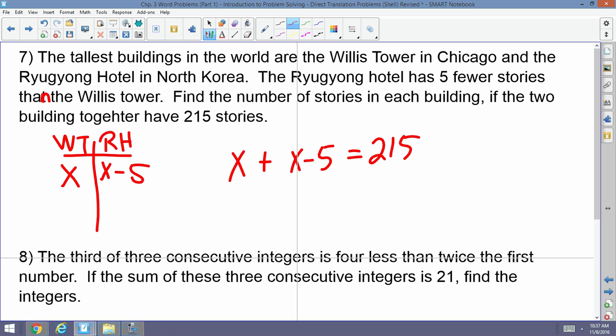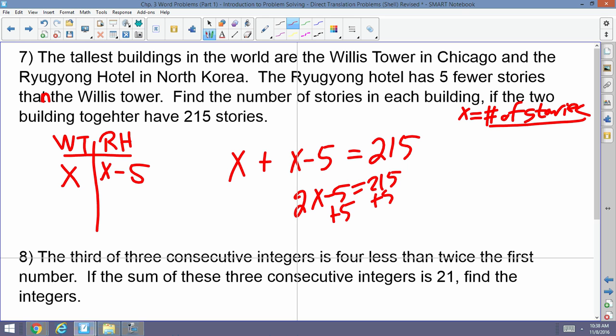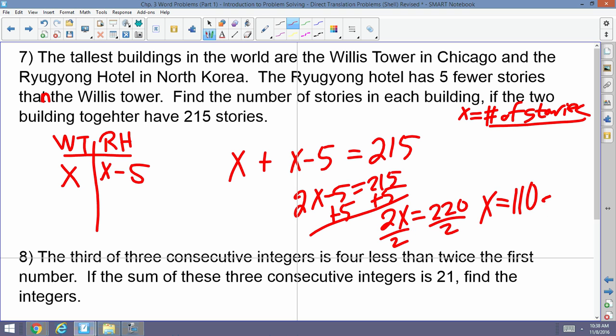Guys, are you seeing that there's not much to really fear here? It's easier than you thought, be honest, isn't it? Yes, I'm proud of you. Make that table, read those questions, think about what we're solving for. Here, we want to find the number of stories, so X equals the number of stories. Now I have 2X minus 5 equals 215. Add the 5: 2X equals 220. Divide by 2: X equals 110 stories.